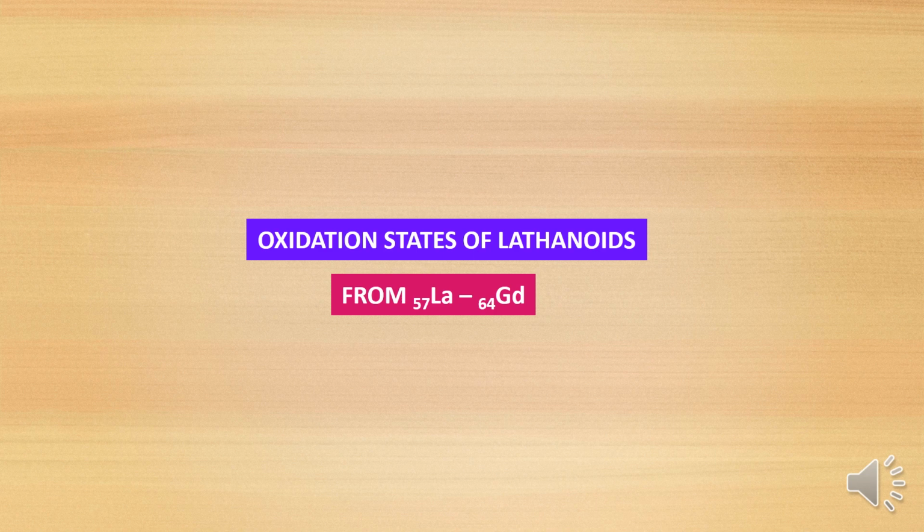Welcome students. In this video, we will study the oxidation states of lanthanides. In the last video, we already learned the electronic configuration of lanthanides. Here we'll discuss the oxidation states of lanthanides, that is, lanthanum to gadolinium, atomic number 57 to 64.